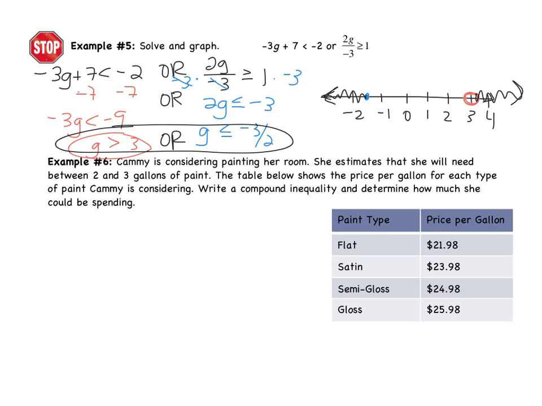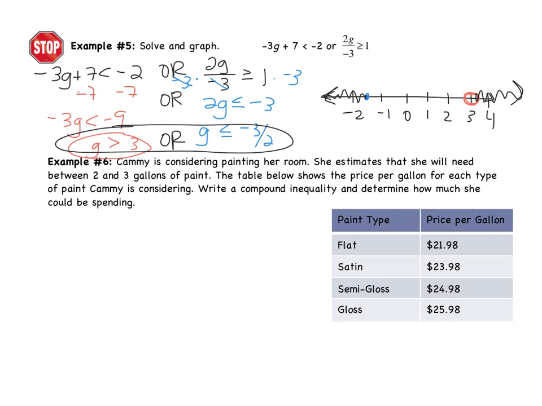So for your answer, you should have had this graph and the accompanying compound inequality. If you made a mistake, that's okay, but hopefully you now see what mistake you made. In addition, in this section, besides solving inequalities, you're also going to have to write them in order to model a word problem. So looking at example number 6, it says Cammie is considering painting her room.